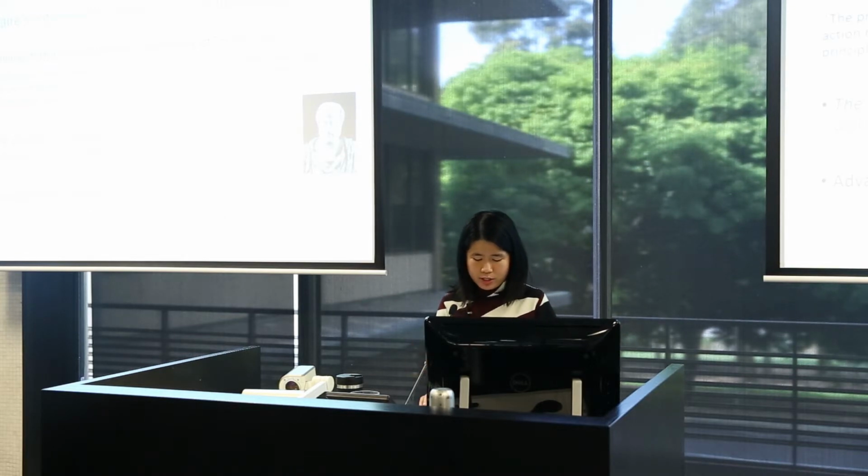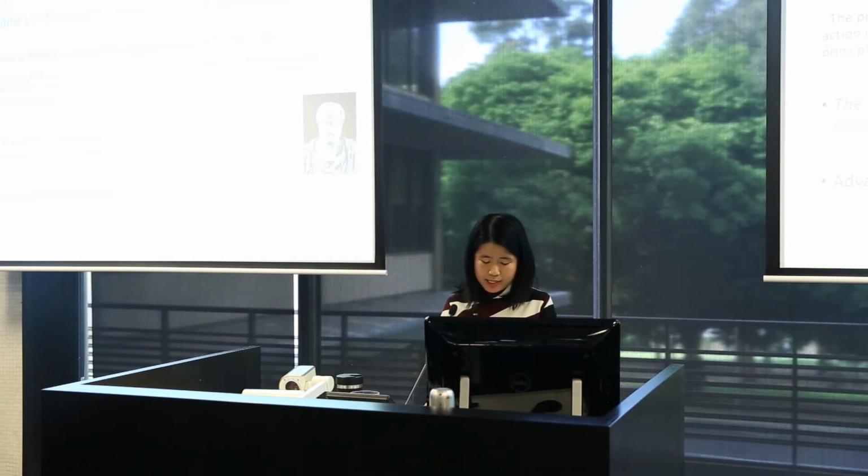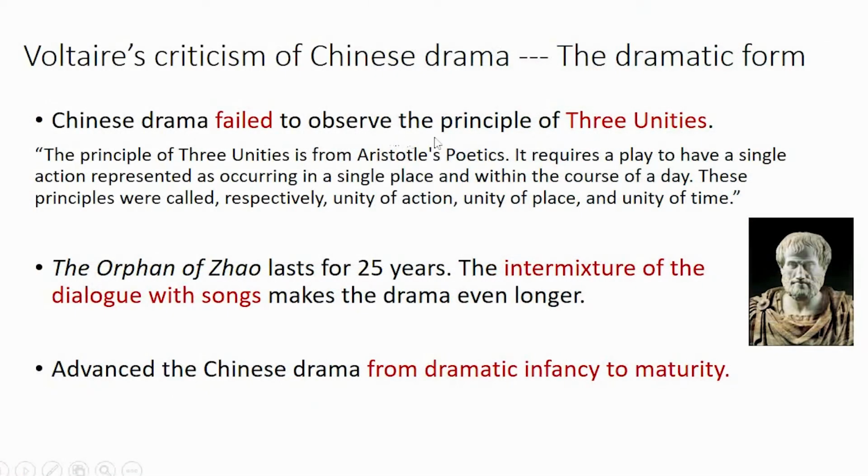So why did Voltaire make this adaptation? It was because he criticized the Chinese dramatic form. Because the Chinese drama failed to observe the principle of three unities. The three unities is originally from Aristotle's Poetics, and it requires a play to have an action occurring in a single place and within the course of a day, so within 24 hours.